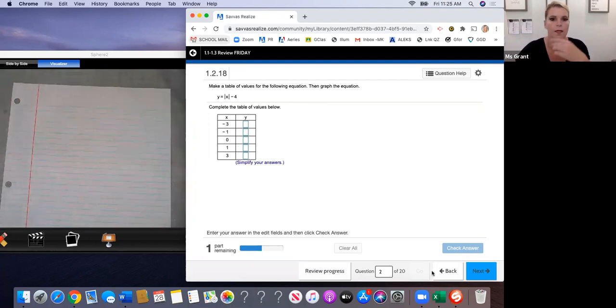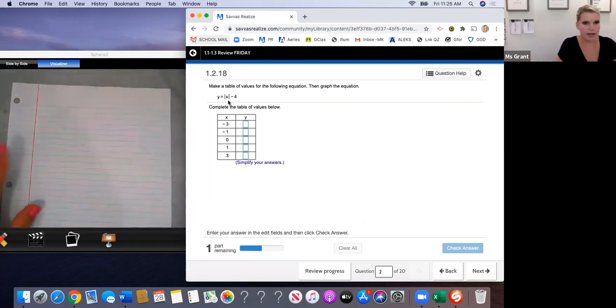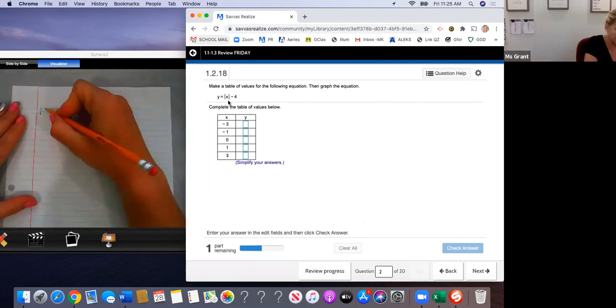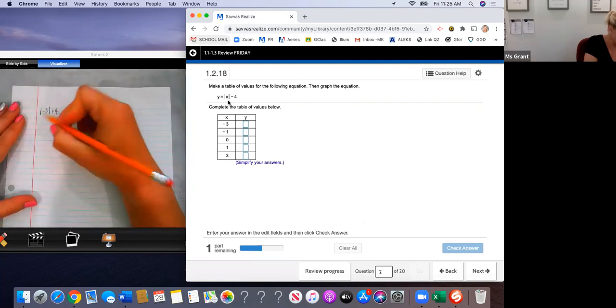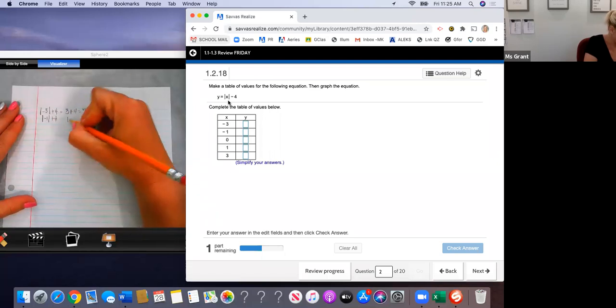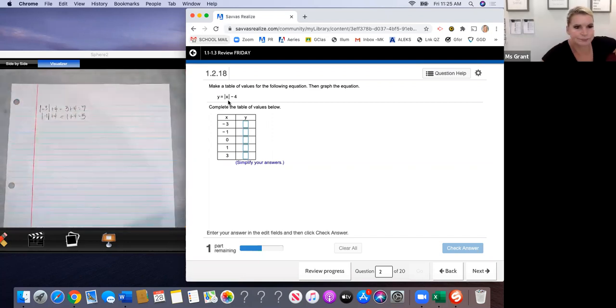Okay. Absolute value of x minus 4. Okay, guys, here I have this little paper right here. So it's the absolute value of -3 plus 4. The absolute value of -1 plus 4. 3 plus 4, 7. 1 plus 4, 5. Get it? Easy.